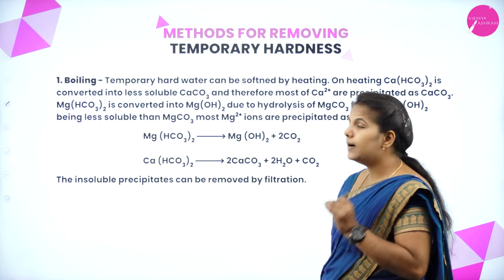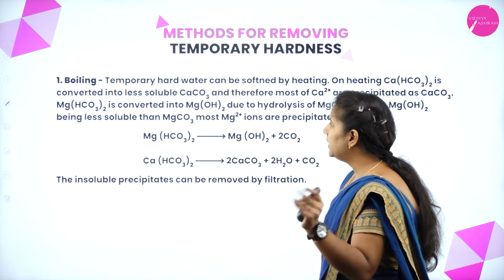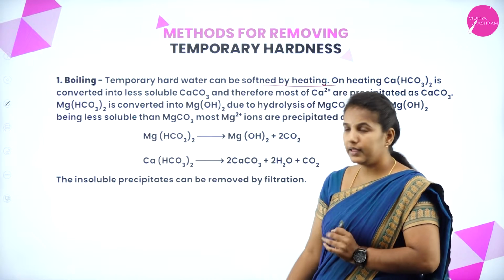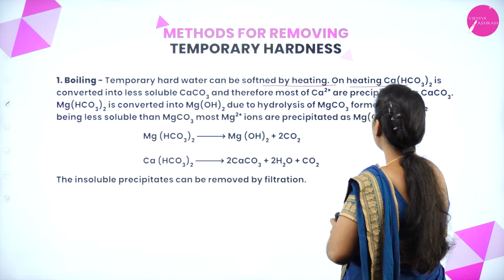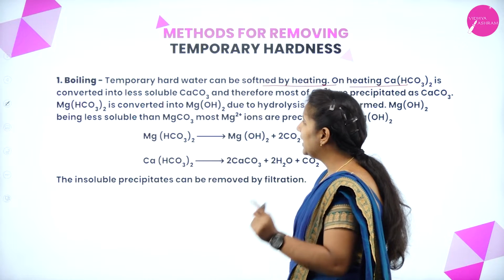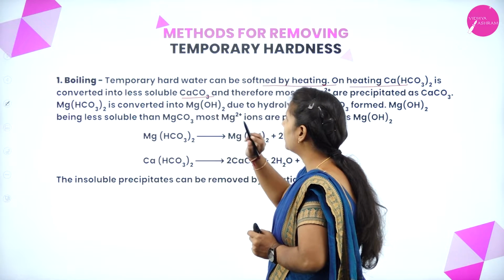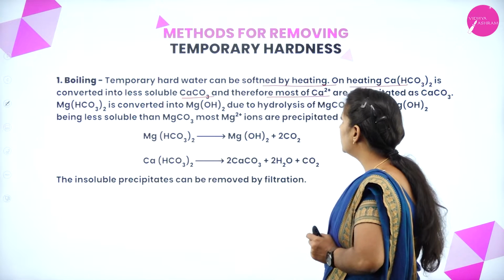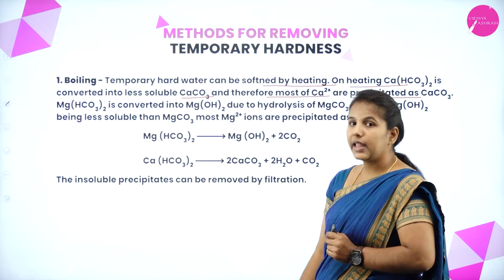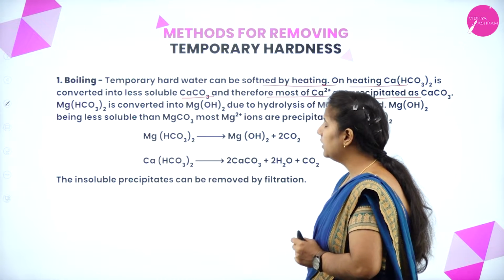First, I'll go with the boiling. Okay. The temporary hard water can be softened by heating. On heating, the calcium bicarbonate is converted into less soluble calcium carbonate, and therefore most of the calcium ions get precipitated as calcium carbonate.